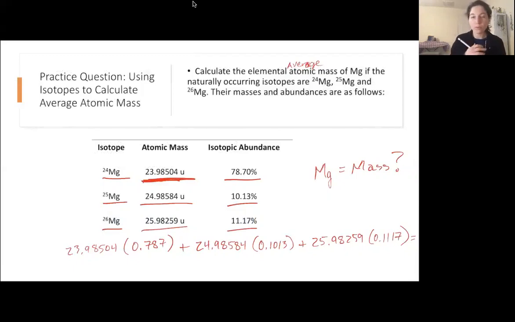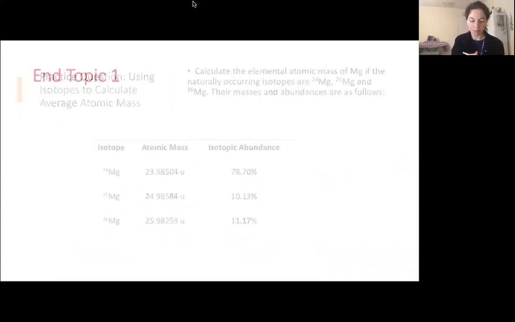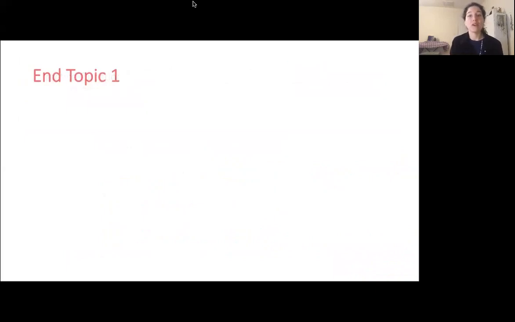So when you put all of this math into your calculator, the number that you end up with is 24.3095 AMUs, or U. You might see it addressed as that as well. It's the same unit. Okay, so that's the mass if you look at the periodic table for magnesium. And that's because we have three different isotopes that comprise the magnesium that you're seeing on the periodic table. So that's it for topic 1.